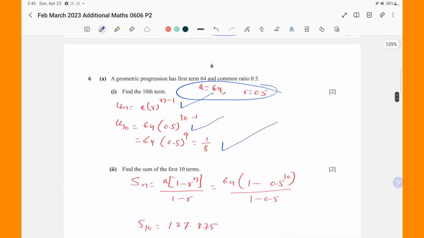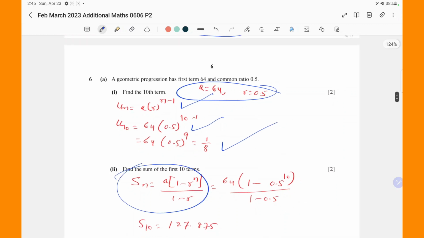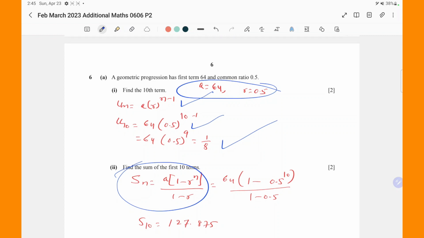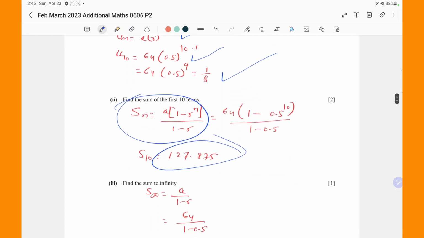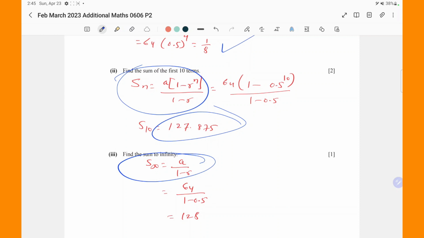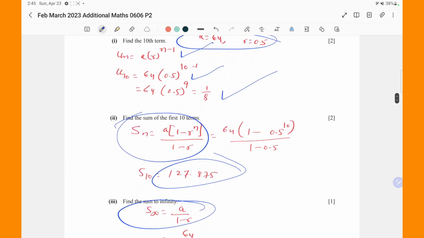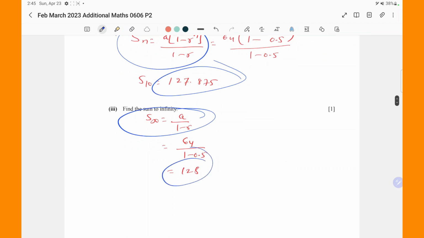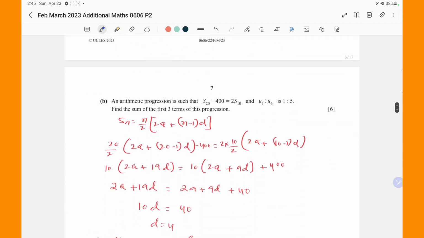Find the sum to first 10 terms. So Sn formula, a times 1 minus r to the power n over 1 minus r. A is 64, 1 minus 0.5 to the power 10 over 1 minus 0.5. Just use calculator to get the answer. S infinity is a over 1 minus r. A is given to you, that's 64, r is 0.5. Use calculator to get 128.